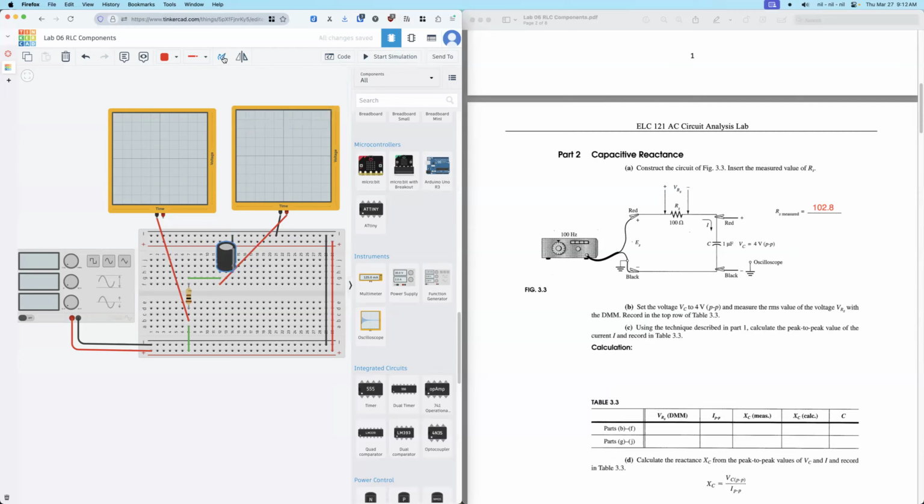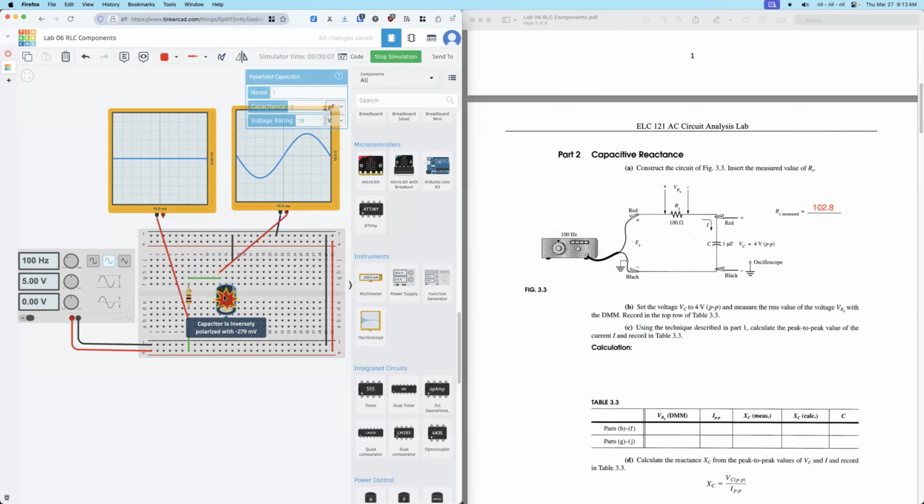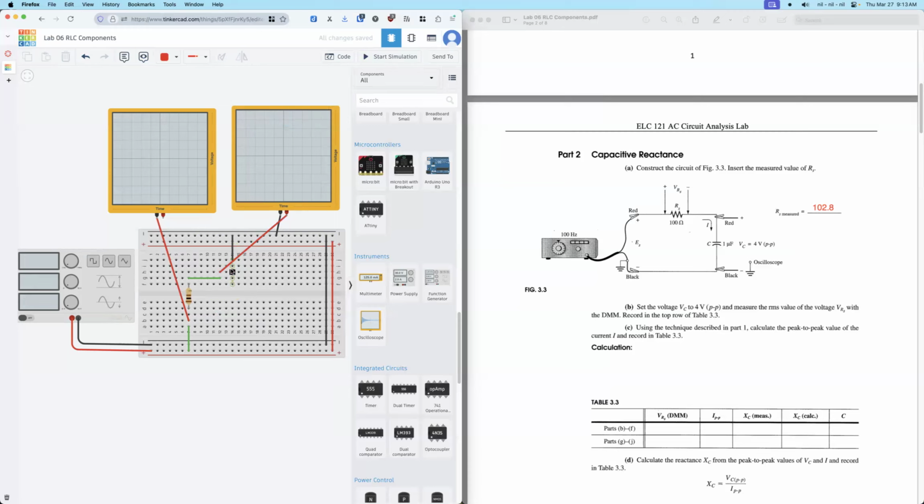Okay, let me rotate this. Then flip again. Go down this one. So this positive, this negative. Mm, everything seems correct. Why is it not correct? Capacitor inverse polarized. It's weird. Okay, let me flip this. Oh, I delete.